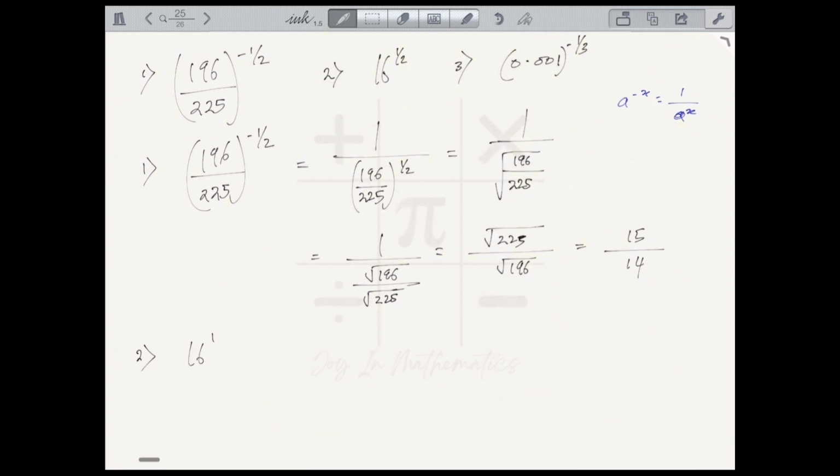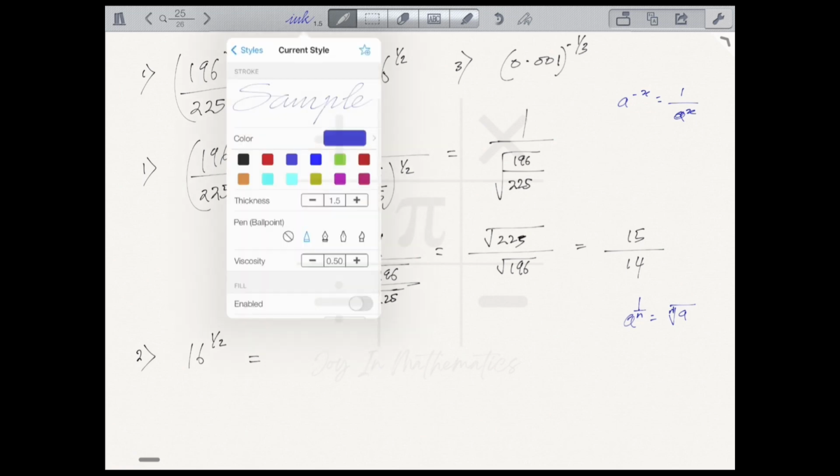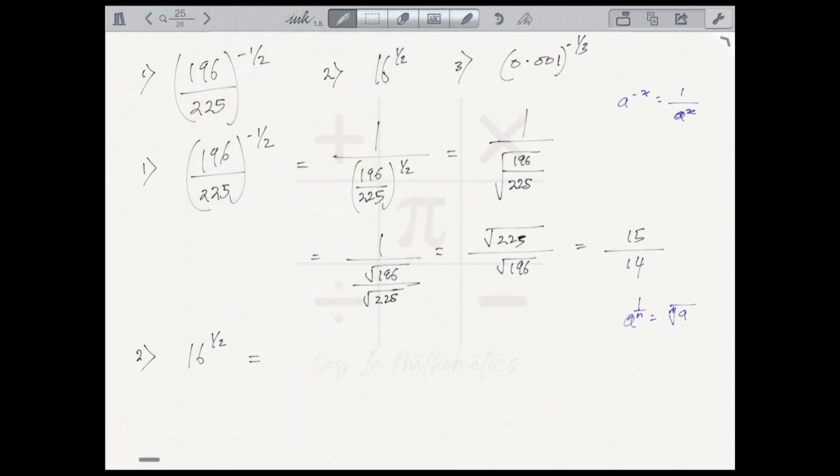Likewise, we have 16 raised to the power 1 over 2. Now this is quite straightforward because we understand that a raised to the power of 1 over n is the nth root of a. Okay, so therefore 16 raised to the power 1 over 2 will be the square root of 16, and the square root of 16 is simply 4.